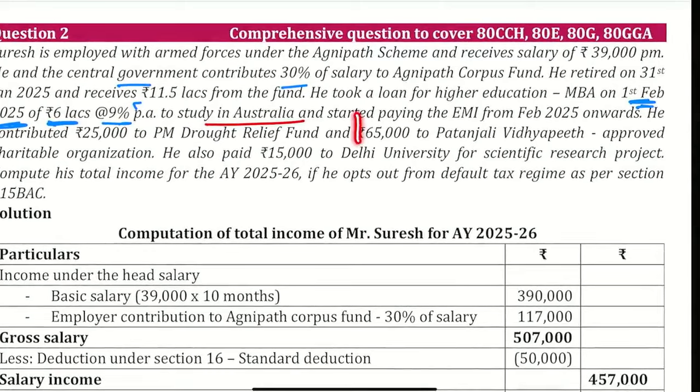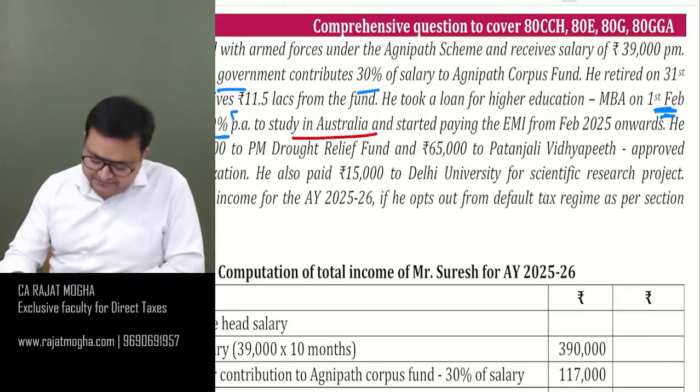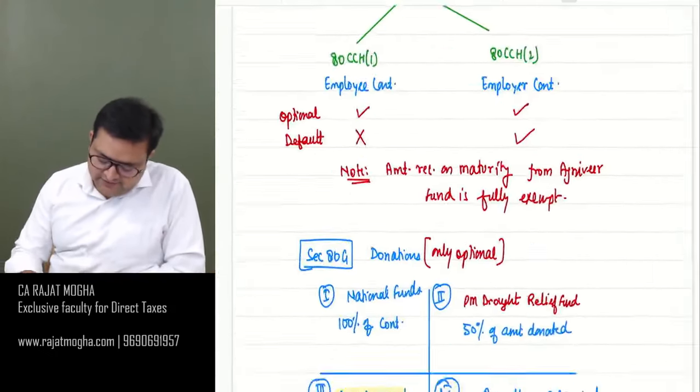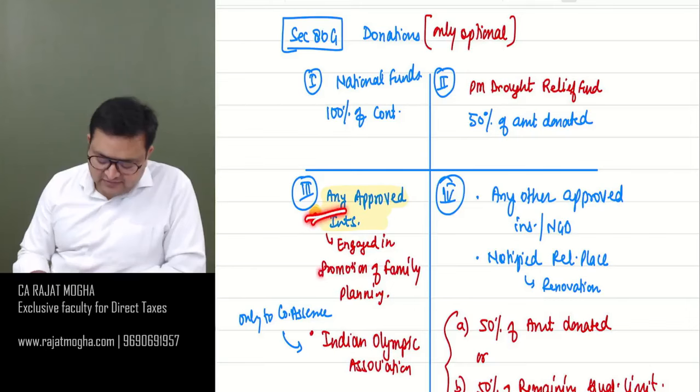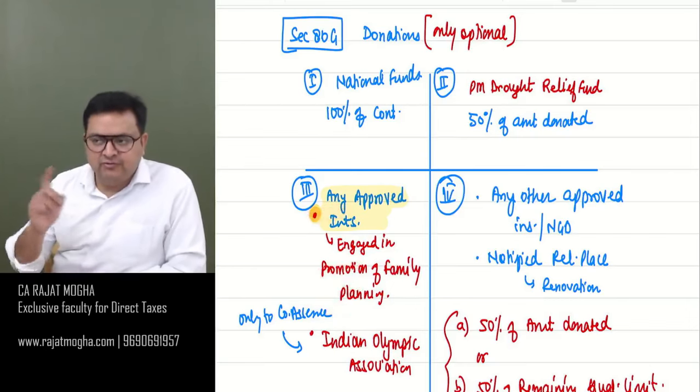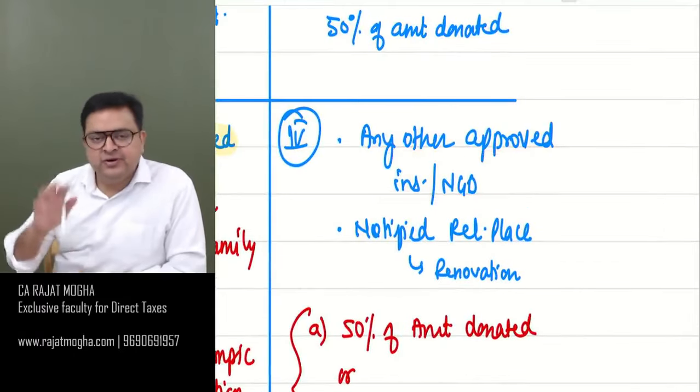And 65,000 to Patanjali Vidyapeeth, an approved charitable institution. In which category is Patanjali Vidyapeeth? 1, 2, 3, or 4? All other charitable institutions are in the 4th category. If they are approved, they are in the 4th category. Everybody okay with it? In the first category, we have only some national funds, such as the Prime Minister Drought Relief Fund, you all know. Third is for promotion of family planning, if we have given the donation to an approved institution. And the 4th category is any other approved institution or NGO.